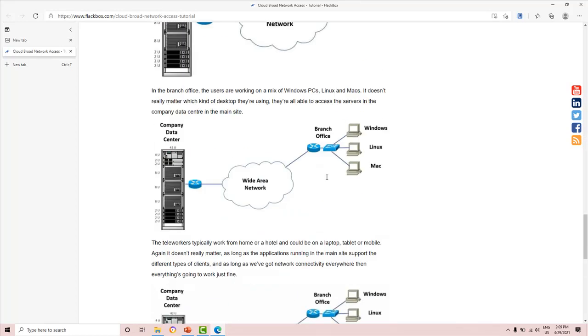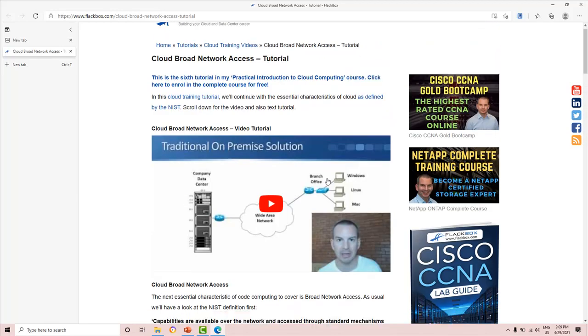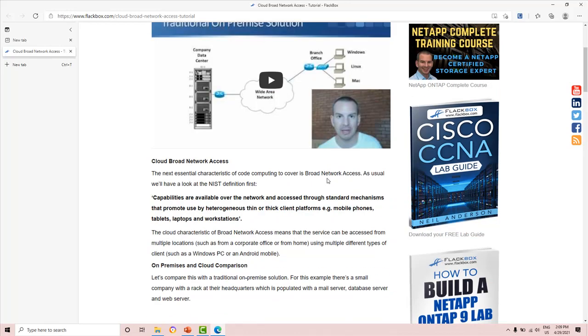So broad network access means the clients can access the services through various devices. Capabilities are available over the network and accessed through standard mechanisms that promote use by heterogeneous thin or thick client platforms. Example: mobile phones, tablets, laptops, and workstations.